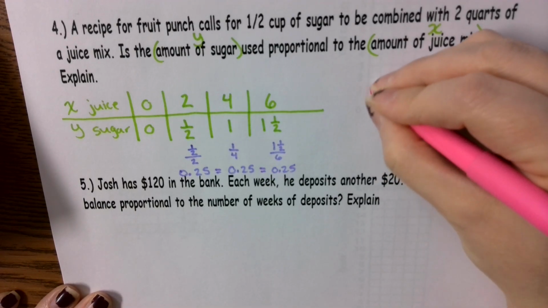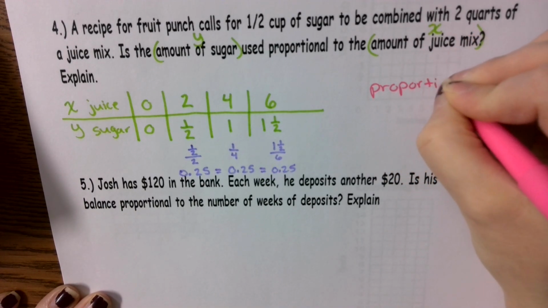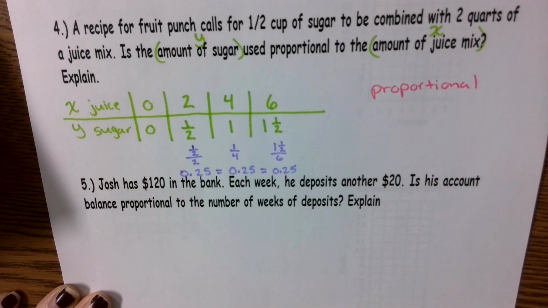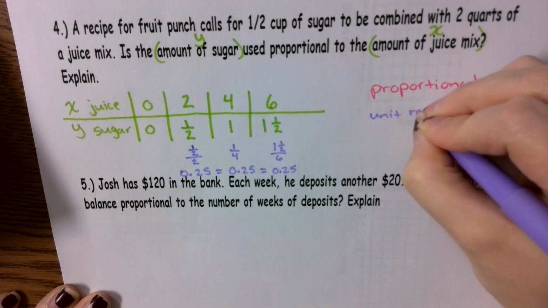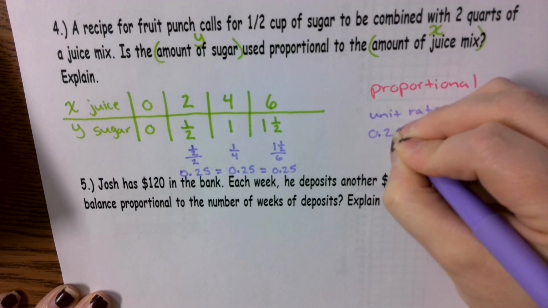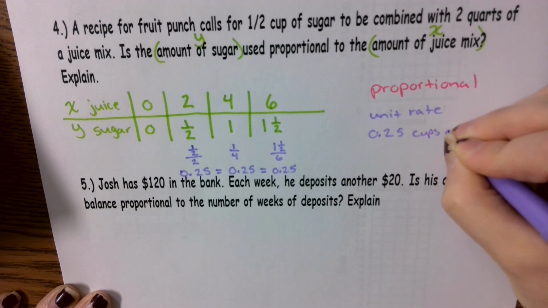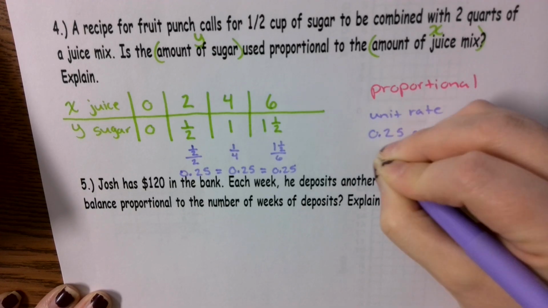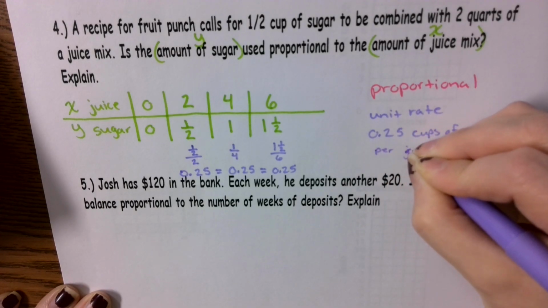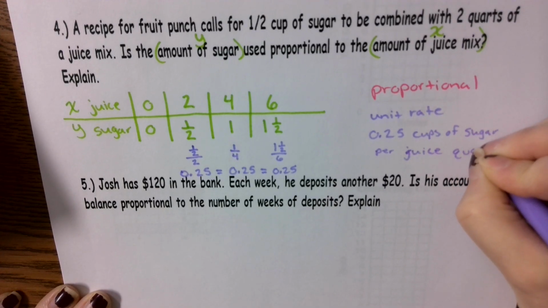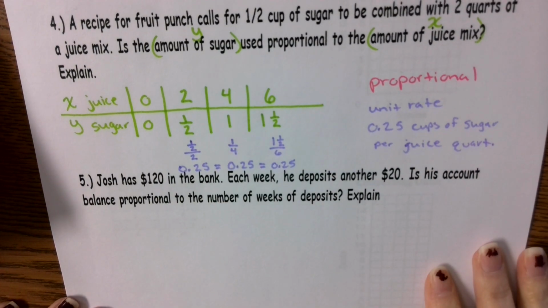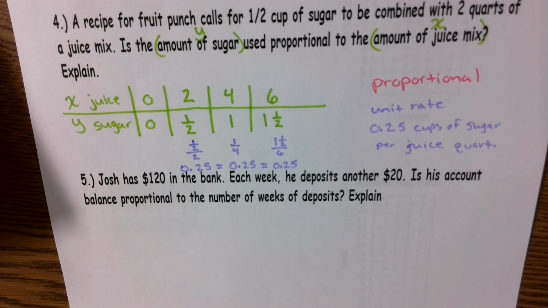We are dealing here with a proportional relationship. Okay, it's proportional when we have a unit rate. Our unit rate is 0.25 cups of sugar per juice quart. Okay, it is a proportional relationship. 0.25 is our unit rate, our constant unit rate. Okay, I want you guys to do problem 3 and problem 5.